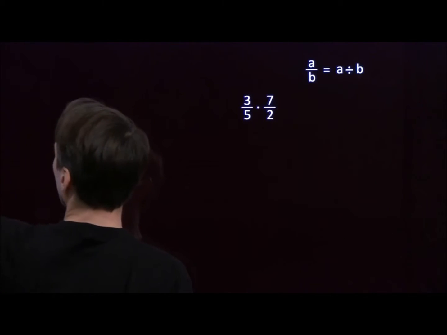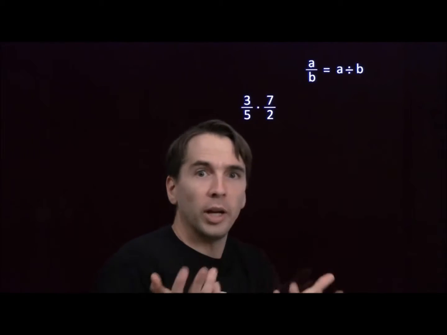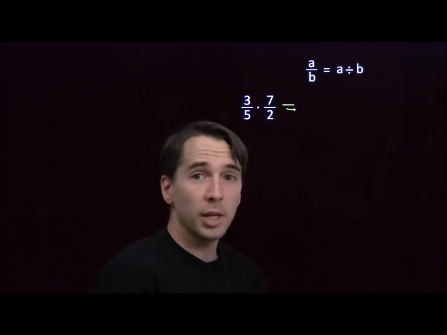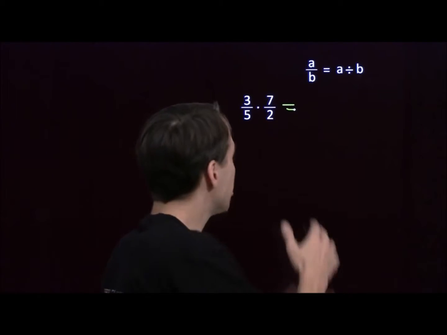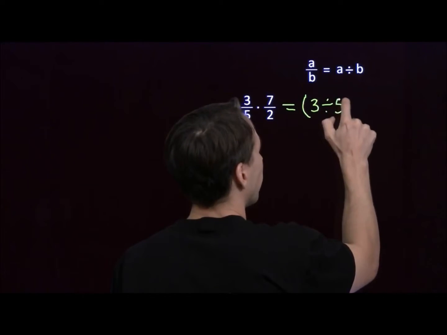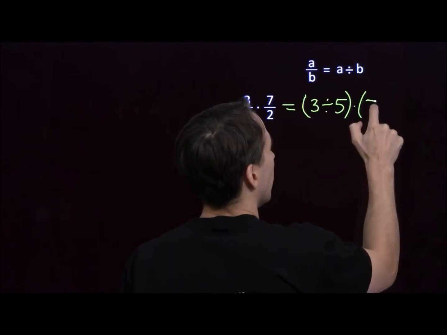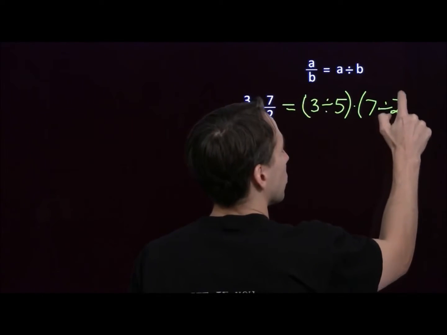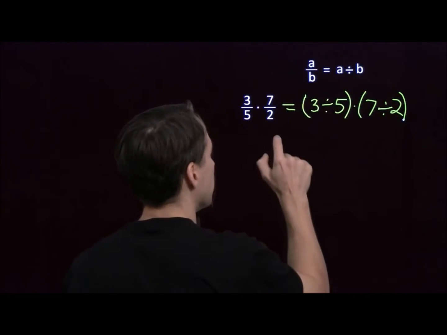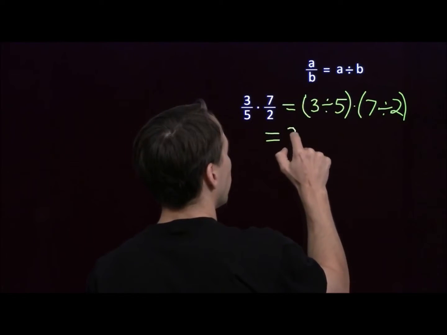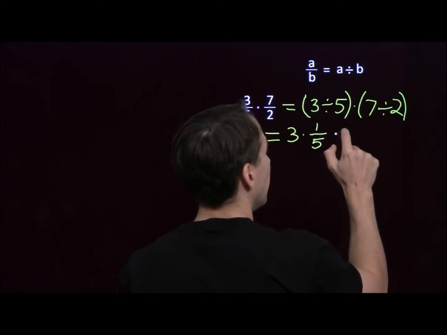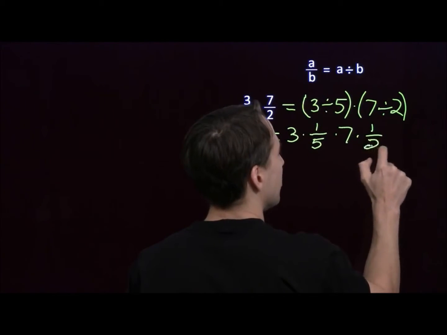Let's try something a little more complicated. Let's try actually multiplying two fractions instead of a fraction times an integer. We'll do the same thing, right? Because we have all these nice rules for division and multiplication. We'll write this as a division, 3 divided by 5, because that's what a fraction is, times another division. So we've turned this into division and multiplication because we can handle that. Now we'll turn each of these divisions into a multiplication because we know that we can then reorder our multiplication. 3 divided by 5 is just 3 times the reciprocal of 5. 7 divided by 2 is 7 times the reciprocal of 2.